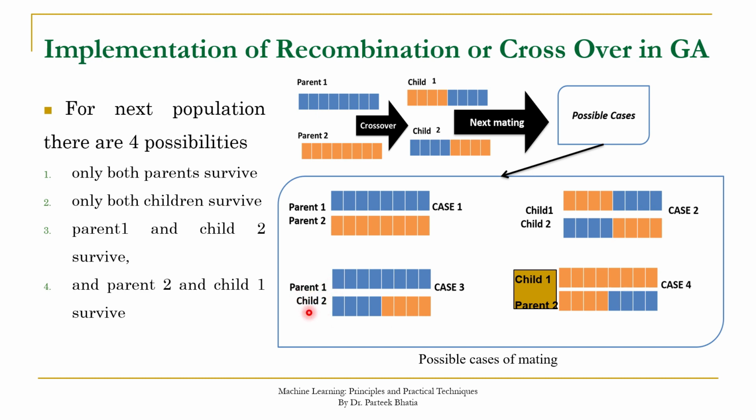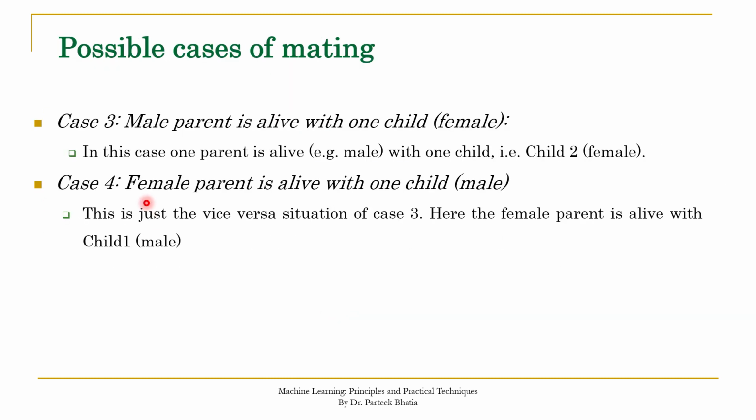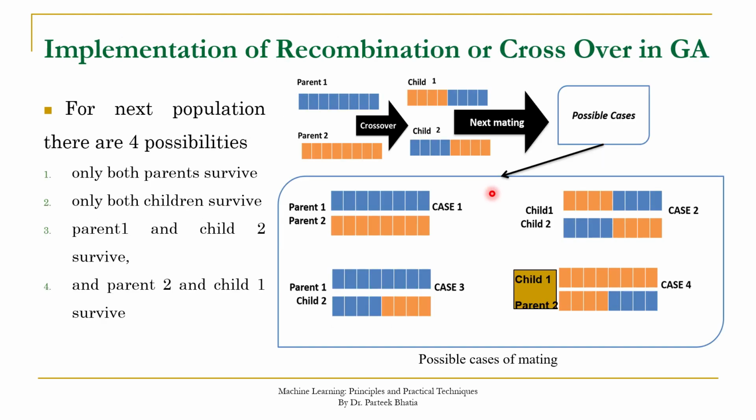So male parent is alive with the female child, parent 1 and child 2 is selected. In the fourth case, female parent is alive with one child, that is male. So here child 1 is the male child which is alive with the female parent, that is parent 2. There are 4 possible cases for the next generation.